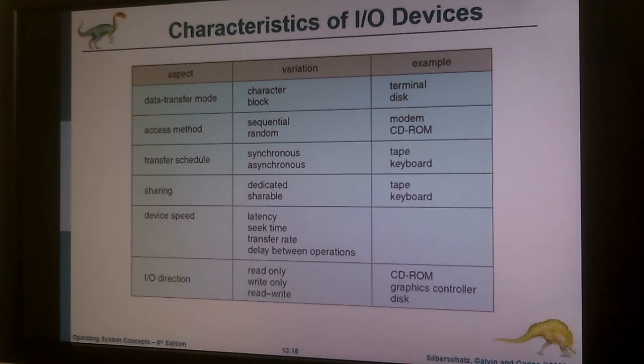Well, again, when you're designing your interface for the operating system, inside the operating system for the I/O devices, this could be another set of parameters that you should use. For example, what kind of transfer mode are you going to use? Is it going to be a block or a character? An example for that is the terminal screen.